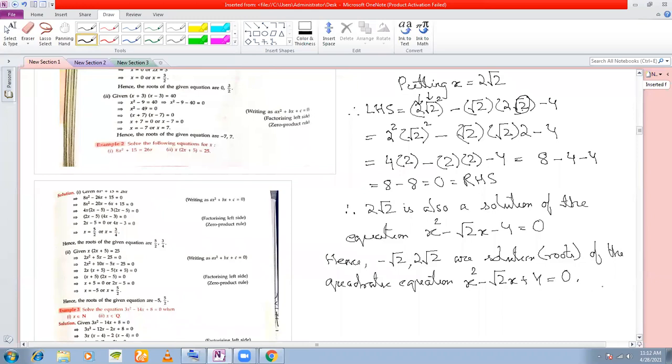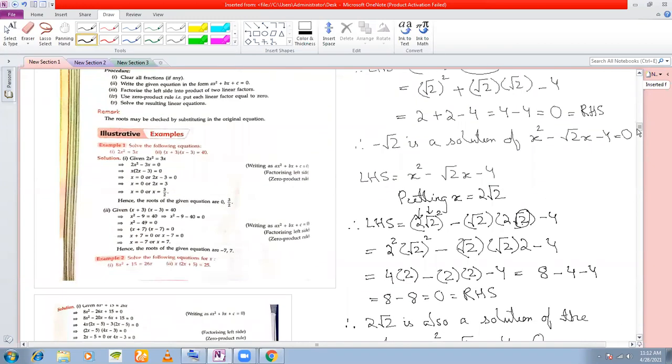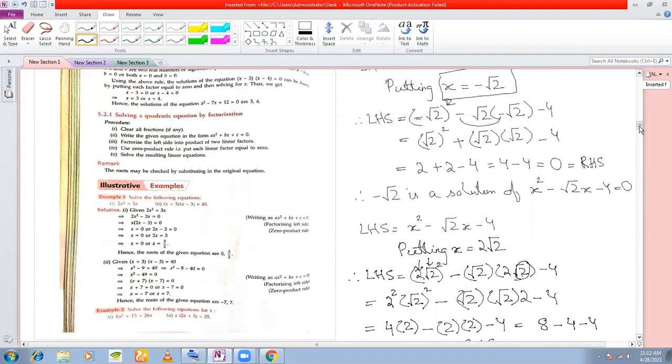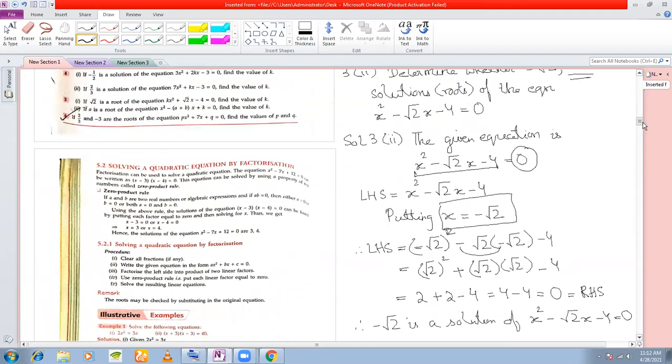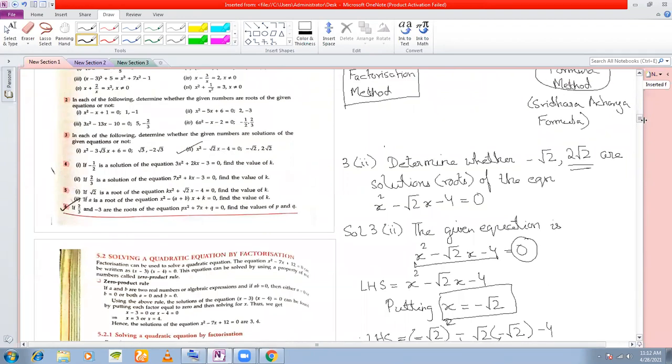Okay. So you need to verify whether these two are solutions. So you have verified by putting the values in the equation. Both the values individually you have put, and you have checked LHS is equal to RHS. So this was 3-2. And we'll also work out number 6 here, the last question of this exercise.